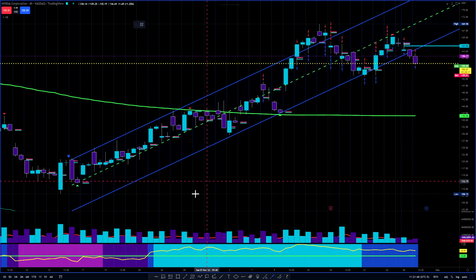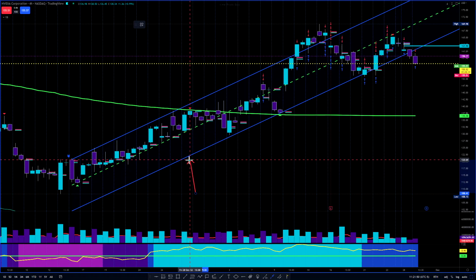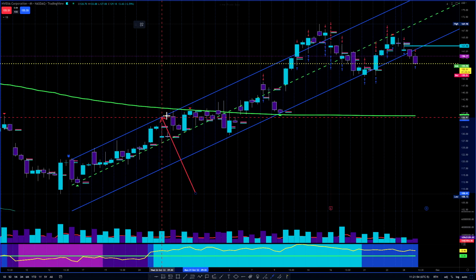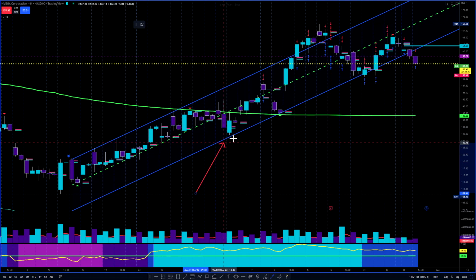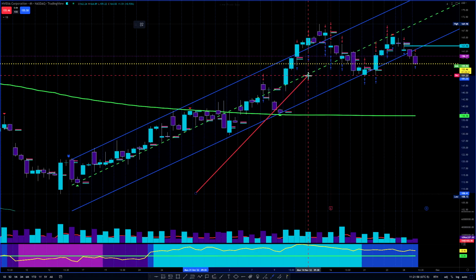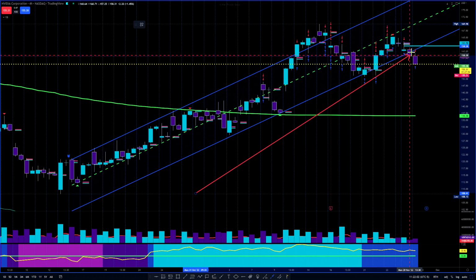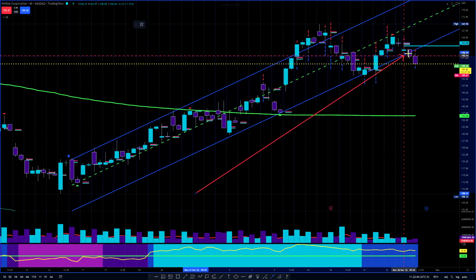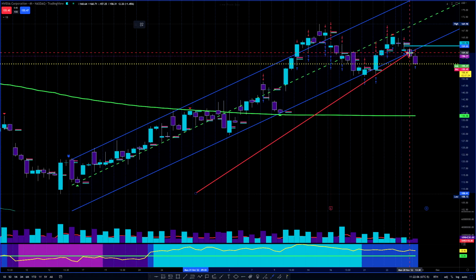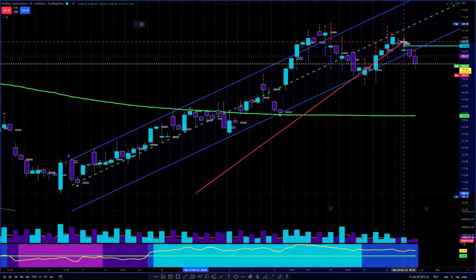Alright, so we have this upward channel right here. This is the resistance line, this is the support line, and that's the midway point, that dashed green line right there. So we have a breakout from the lower support line of the channel. We had that nice wick out right there.